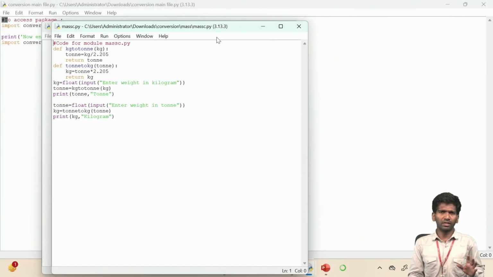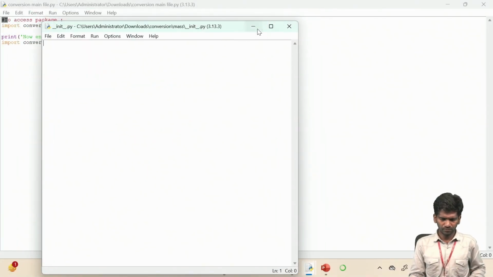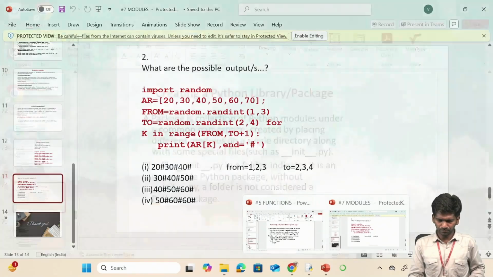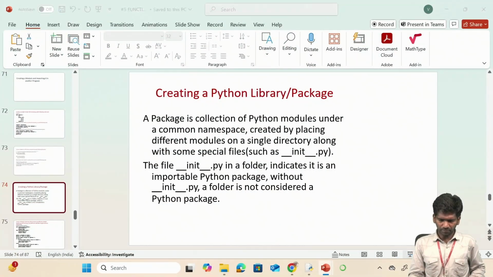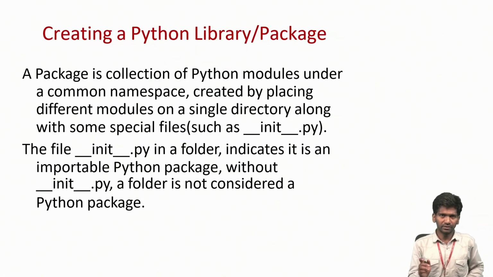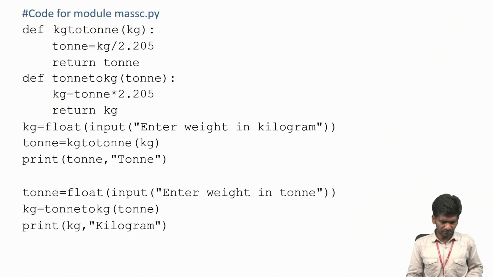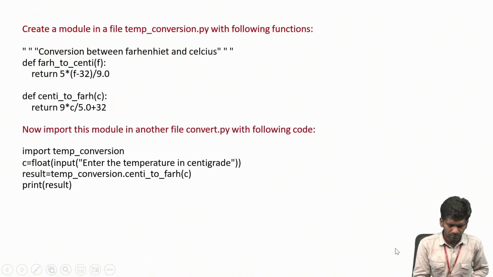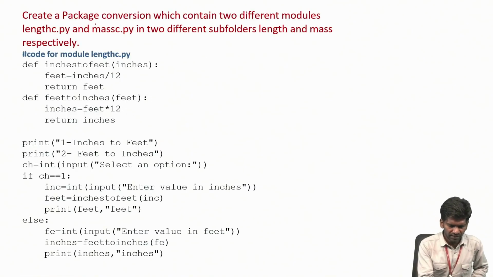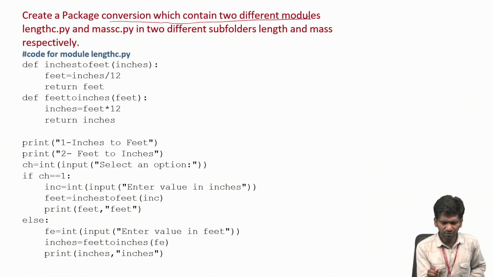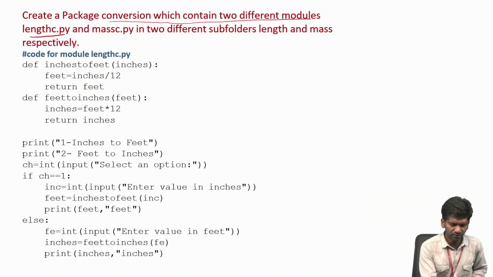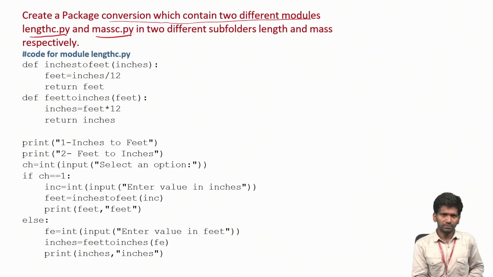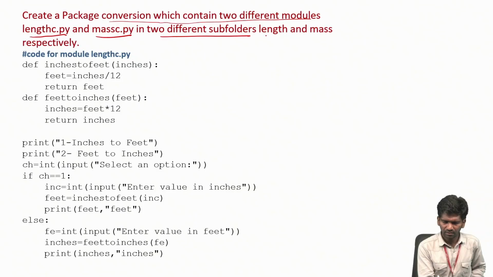Now you tell me what I am trying to do. In order to create a package, I need to use the init file, right? So what are the steps that we need to follow? Creating a package conversion which contains two different modules. One module consists of length.c.py and the other mass.c.py, in two different subfolders, length and mass.